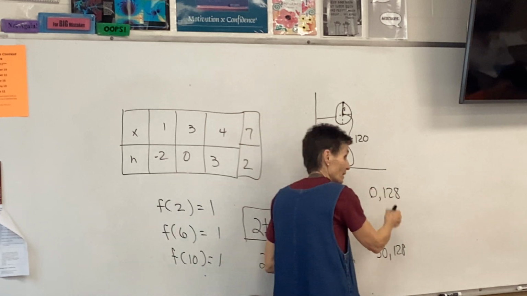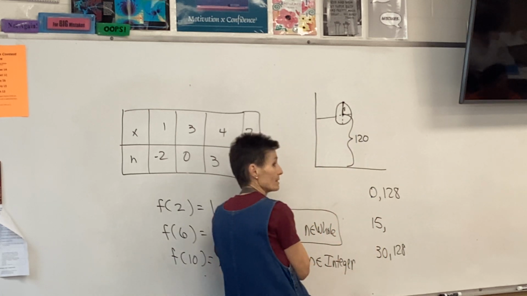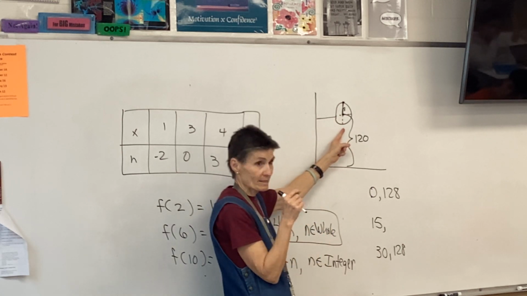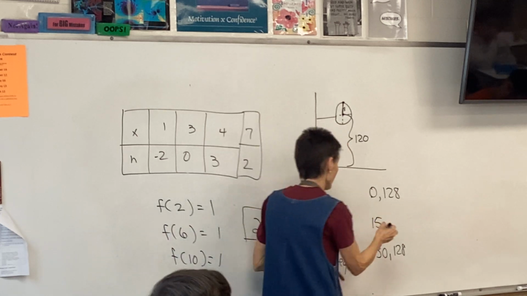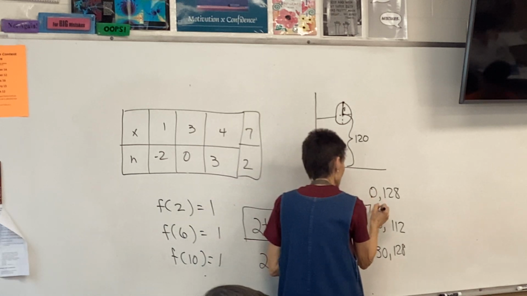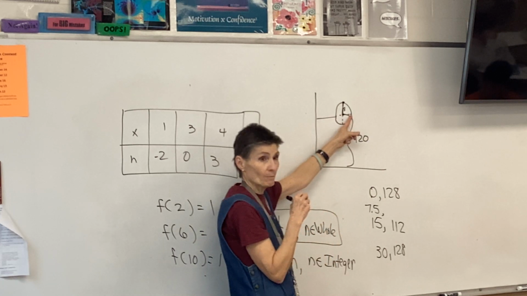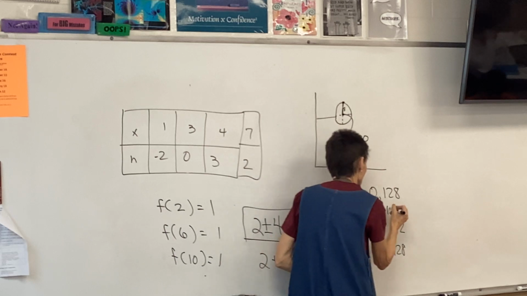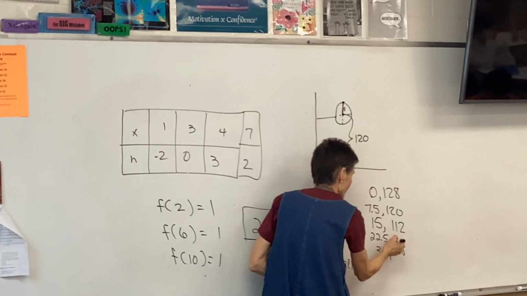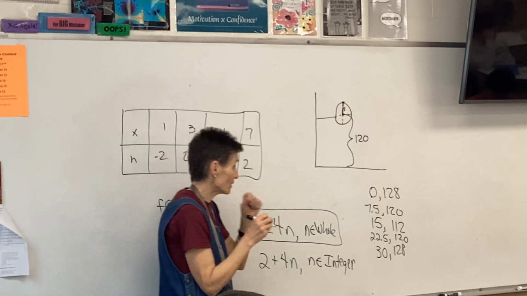Now, what's happening in the middle here? Well, where is the hand after 15 minutes? Straight down? So how far is it from the floor now? 112. Where is it after 7.5 minutes? Over here? How far from the floor? 120. And again, at 22.5 minutes, it's 120 above the ground. And then it repeats.